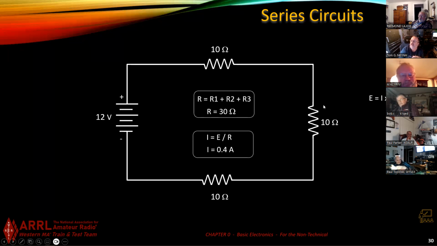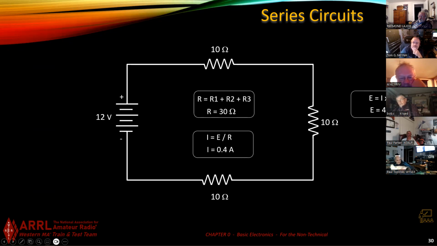Now let's talk about this back here. If I measure across this resistor, I've only got how many ohms? 10. All right, so E equals I times R. We know the current is the same. We've all agreed on that, correct? No matter where you go, the current flow is the same. So your I is 0.4, correct? Right. What's your R? 10 ohms.